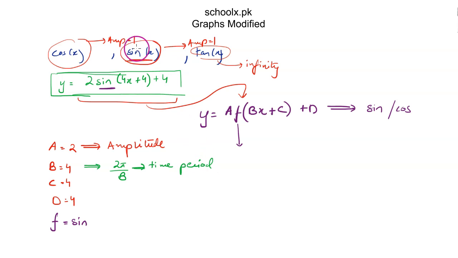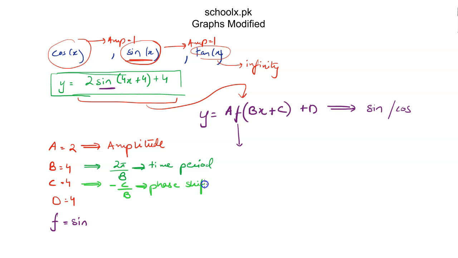The normal time period of cos and sine is 2 pi, and when we're using this equation, here b is 4, so that will give me 2 pi over 4, which will be pi by 2. So the time period of this equation will be pi by 2, which means that it will repeat itself after every pi by 2. Alright, so c is 4. C itself stands for nothing, but minus c over b gives us the phase shift.